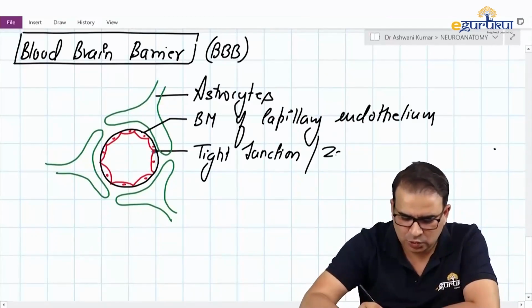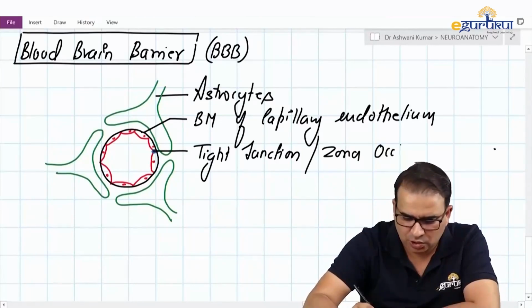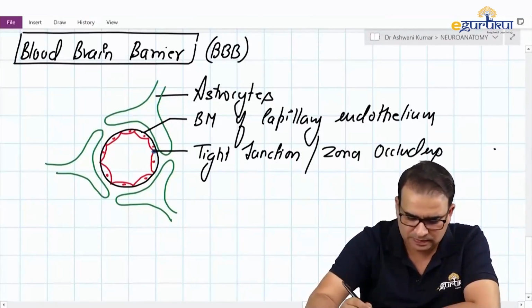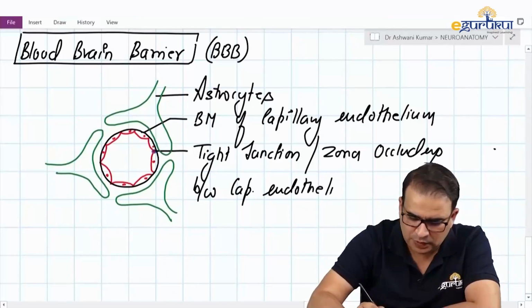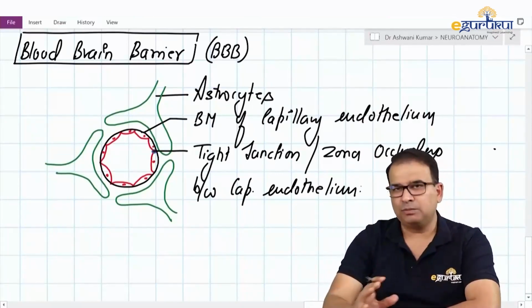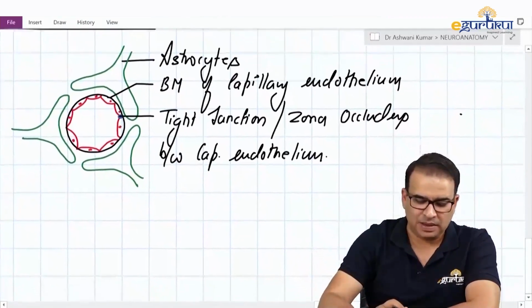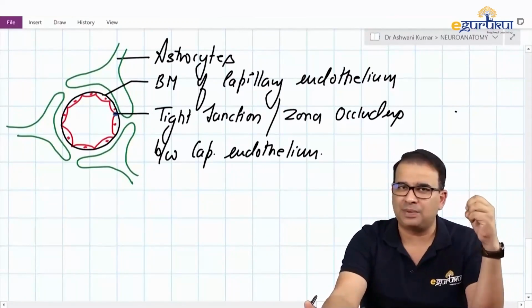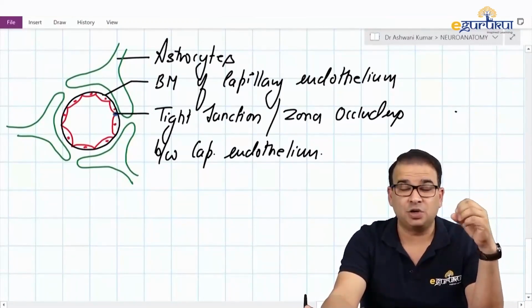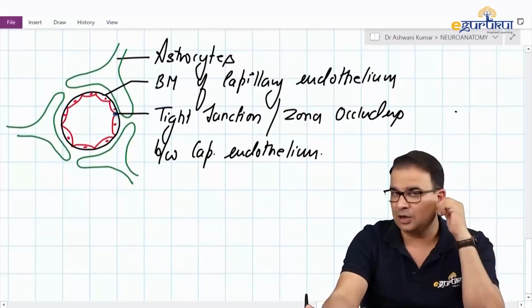So tight junction, or so-called zona occludens, between capillary endothelium. So these are overall all the components of the blood-brain barrier. We have astrocytes. If you go from outside to inside, we have the basement membrane of the capillary endothelium, and we have the tight junction or zona occludens between the capillary endothelium.